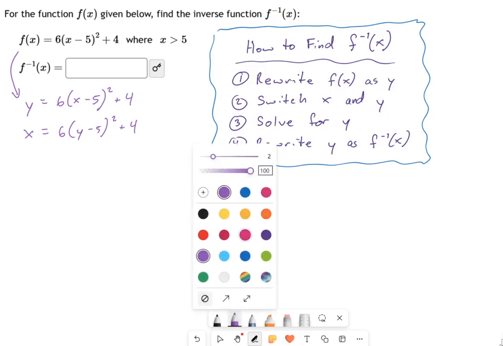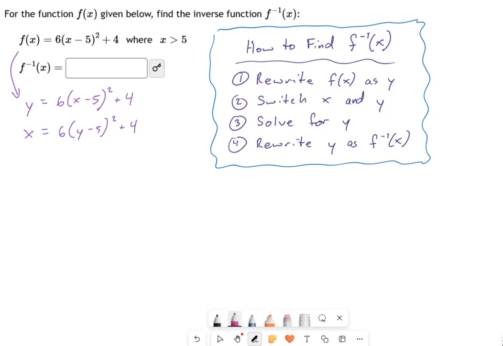Now we come to the only hard step when you're finding inverses. Step number 3, solving for y. That means get y by itself. And you can see there's a lot of stuff on this side, a lot of junk that is keeping y from being by itself. We have to peel those layers off one at a time. And the very first thing I'm going to do, I'm not going to write all the steps, but I'm going to say minus 4. So what do I get there? I get x minus 4 equals 6 times (y minus 5) squared.